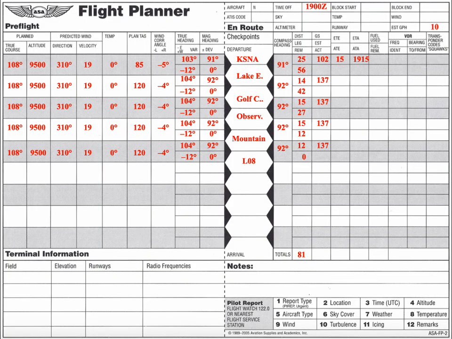Returning to the flight planner sheet, we fill in the 15 minutes under ETE, estimated time en route. Since we plan to depart KSNA at 1900 Zulu, we should arrive at the checkpoint at 1915 Zulu. We fill this in under ETA, estimated time of arrival.